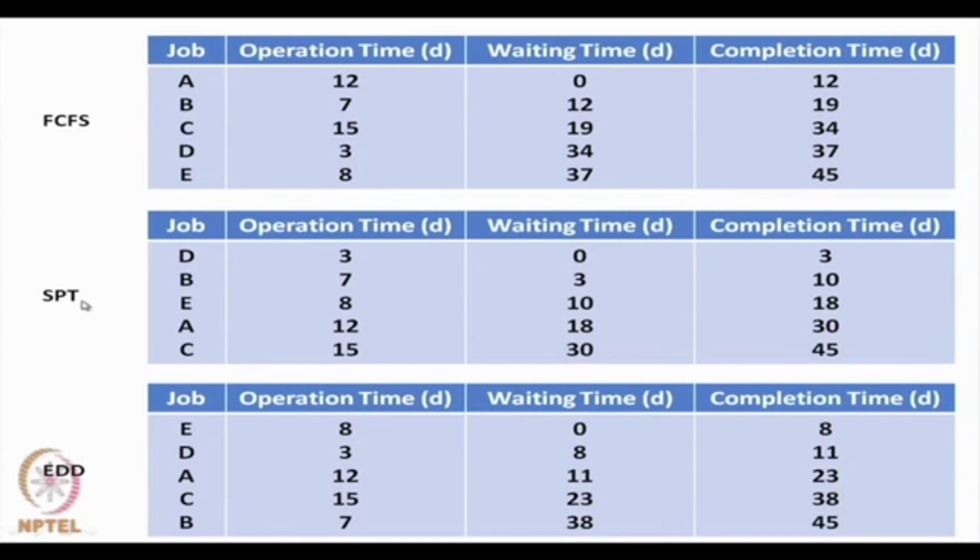Similarly, we can find for the shortest processing time. The sequence we have already found out. D waits for 0 time and completes on the 3rd day. B's waiting time is 3 days, it completes on the 10th day, etc. And the similar thing is done for expected due date.